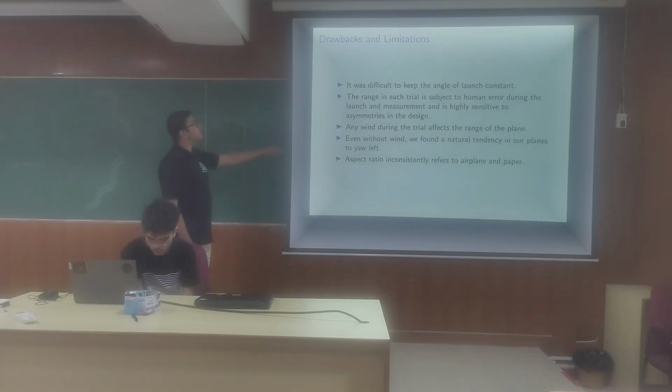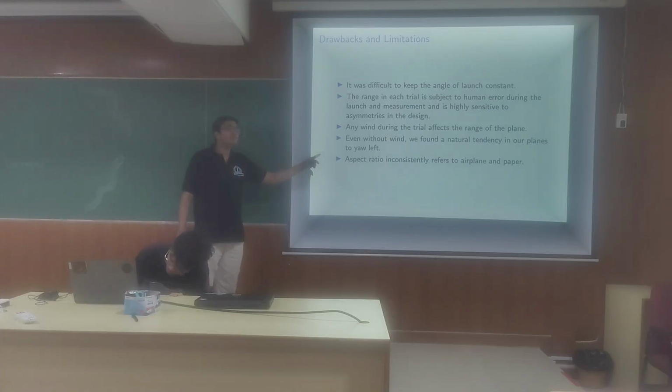So our limitations were that we could not keep the angle of launch constant since it was done by hand. And so there's human error in the range as well due to launch and measurement. And it's very highly sensitive to asymmetry. So even without any wind, we found that most of our planes tended to yaw left. This is because of a slightly curved fuselage in our fold. So this was an issue because our trajectory was not in one plane. And any wind will also affect the range of the plane. Aspect ratio here can refer to either the paper or the aeroplane inconsistently.